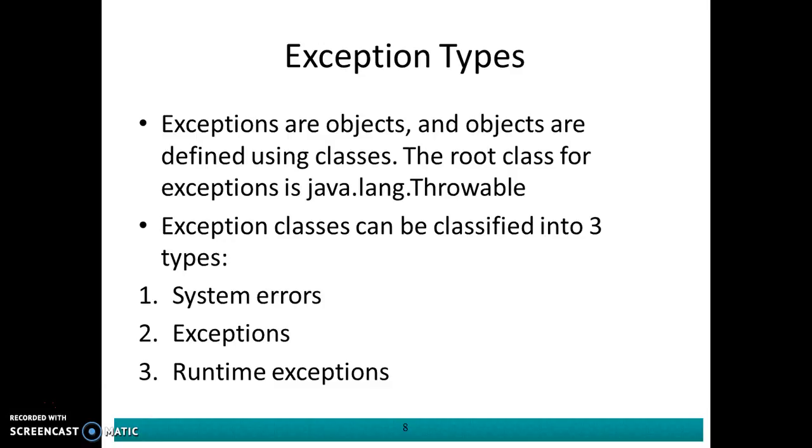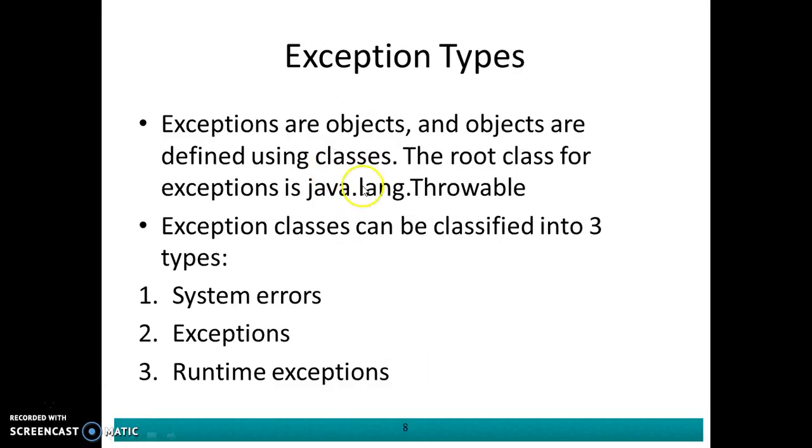Okay, in the second part of the video, we shall learn about several types of exception. As we have seen in the previous demo, exceptions are represented by an object, and these objects are actually defined by using classes. For example, like you have seen in the previous example, arithmetic exception, input mismatch, and so on. So those are examples of exception classes.